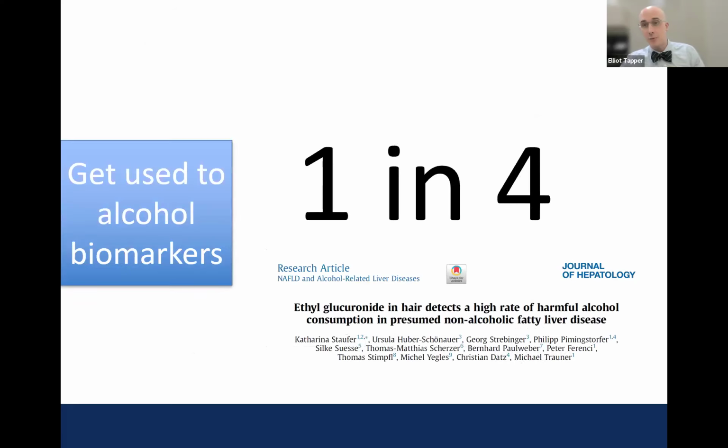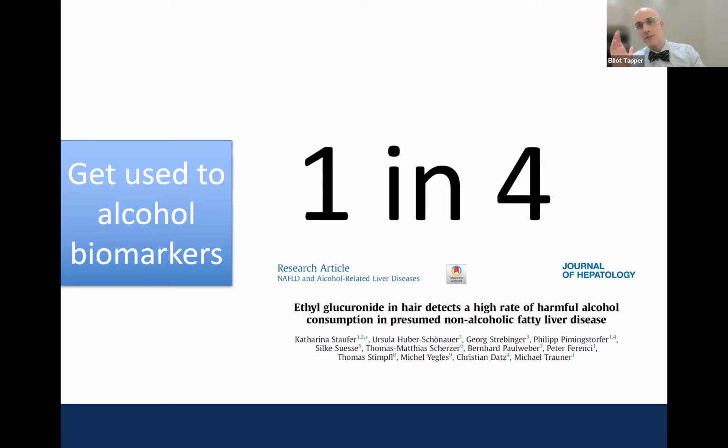I just want to get across this point: although you see fat in the liver, and although the patient may have risk factors for non-alcoholic or metabolic dysfunction associated steatotic liver disease, it's very important that at some point in the diagnostic evaluation, we exclude the presence of alcohol as the cause.